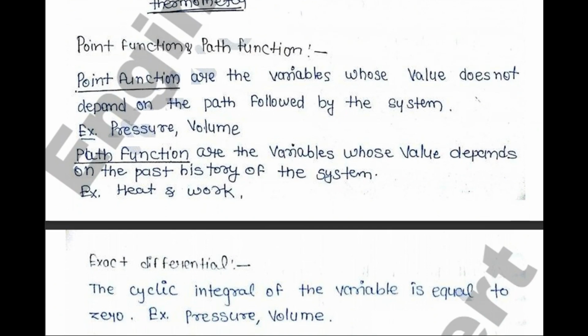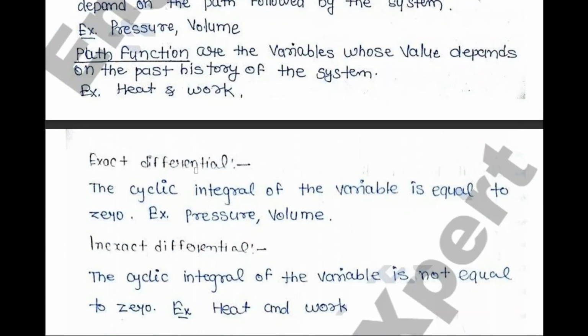And let's discuss point and path functions. Point functions are variables whose value does not depend on the path, like entropy, volume, pressure, etc. You only need the point, not the path. And path functions like heat and work are variables that depend on the path. You must have seen the work in the PV diagram. If you change the path, the work will change because the work is the area under the PV diagram, or the V-axis.